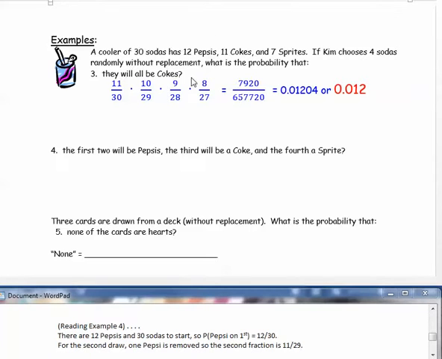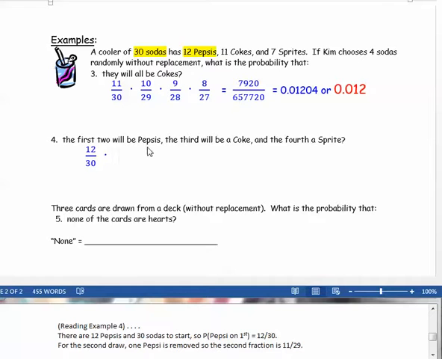Example 4 is the same situation, choosing 4 sodas from this cooler. On number 4, we want the probability that the first 2 will be Pepsis, the third will be a Coke, and the fourth a Sprite. Well, on the first draw, we're looking for a Pepsi. There are 12 Pepsis and 30 sodas to start, so the probability of Pepsi on the first will be 12 out of 30. Then we want the second to also be Pepsi, but 1 Pepsi is removed, so now there's only 11 Pepsis and 29 sodas, so the second fraction is 11 out of 29.